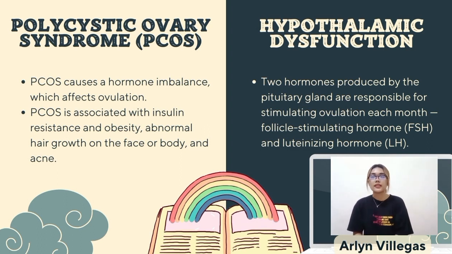The next one is hypothalamic dysfunction. So 2 hormones produced by the pituitary gland are responsible for stimulating ovulation each month: follicle stimulating hormone and luteinizing hormone. So excess physical or emotional stress, a very high or very low body weight, or a recent substantial weight gain or loss can disrupt production of these hormones and affect ovulation. So irregular or absent periods are the most common signs.